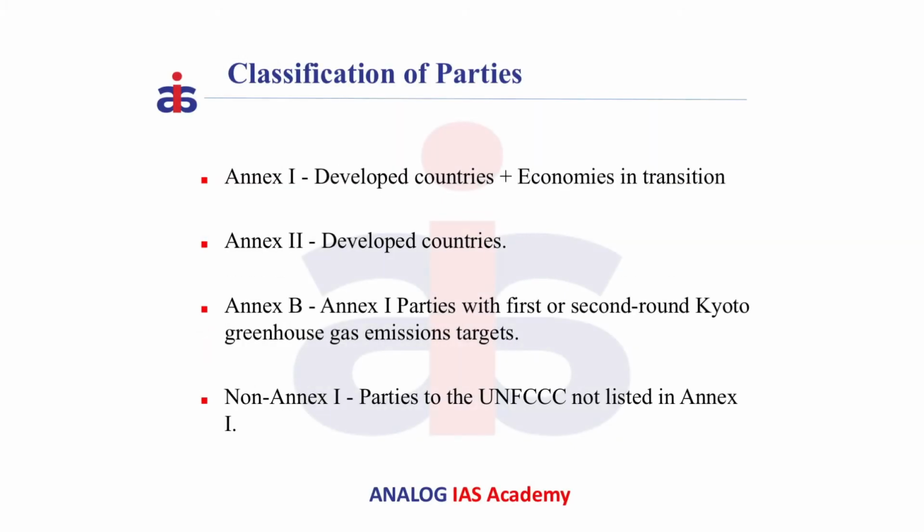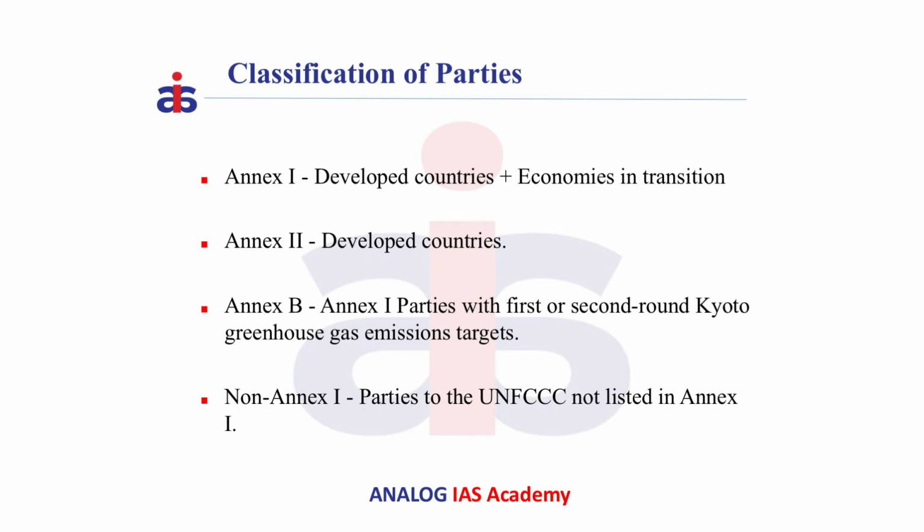The parties to Kyoto Protocol are classified into different types. Now let us see each one of them. First is Annex 1, that is developed countries and economies in transition. Example, USA, UK, Russia are developed countries, and Ukraine, Turkey and some other Eastern European countries come under economies in transition. Next, Annex 2, that is developed countries.